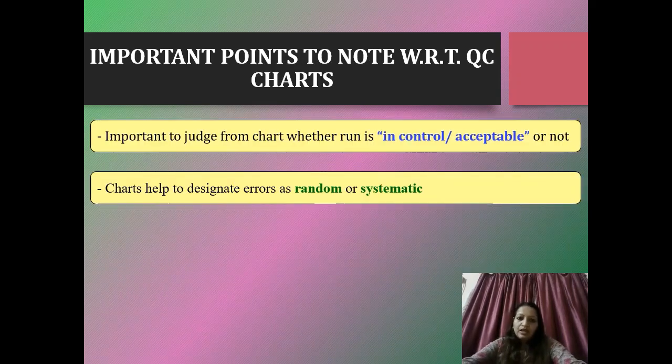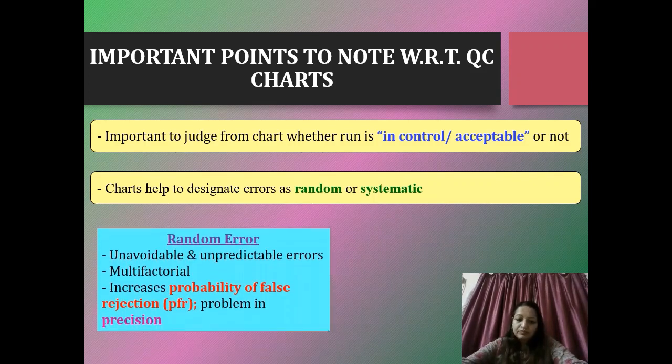Now, what are the important points to note with respect to QC charts? The most important thing is to judge from the chart whether the run is in control, and that is whether it is acceptable or not. And that involves us being able to identify errors which are either random errors or systematic errors.